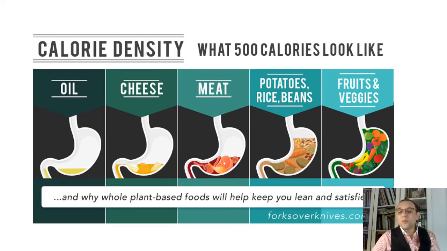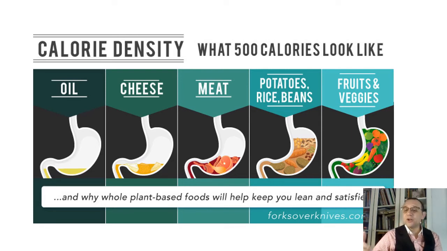You see here food before getting hydrolyzed in our stomach and our intestines. What will be hydrolyzed in the stomach are meats, right? So that's what actually gets digested in our stomach. The rest of the food, such as oil, cheese, potatoes, rice, beans, fruits and vegetables, will be digested in the small intestine, not in the stomach.